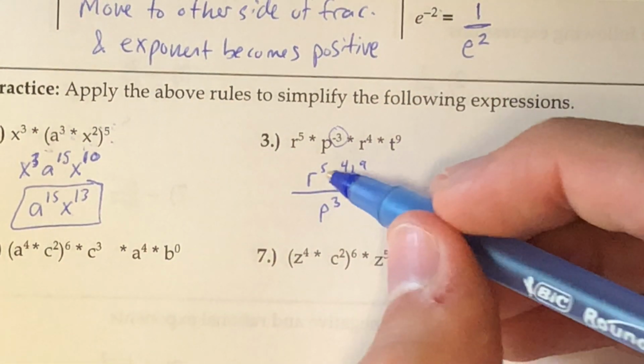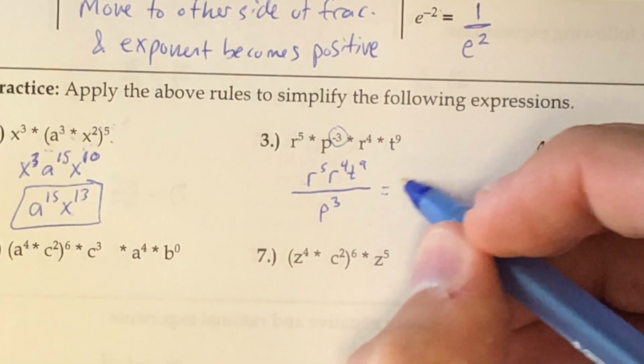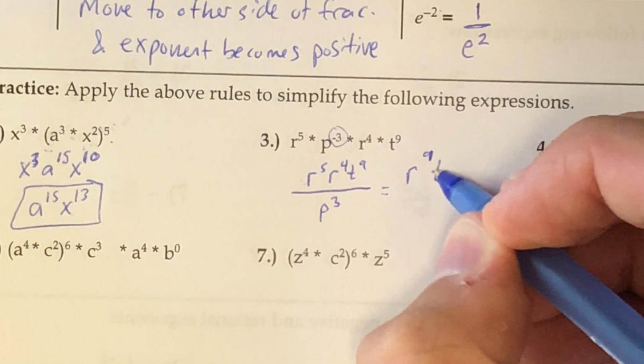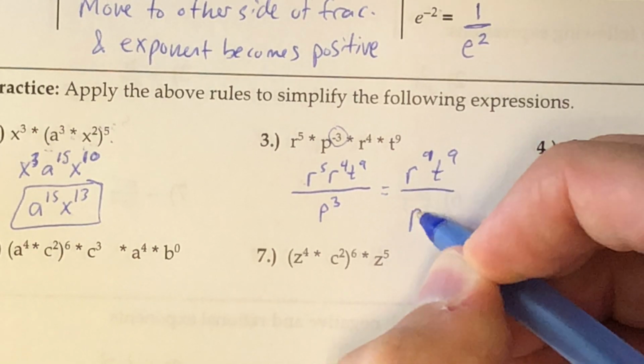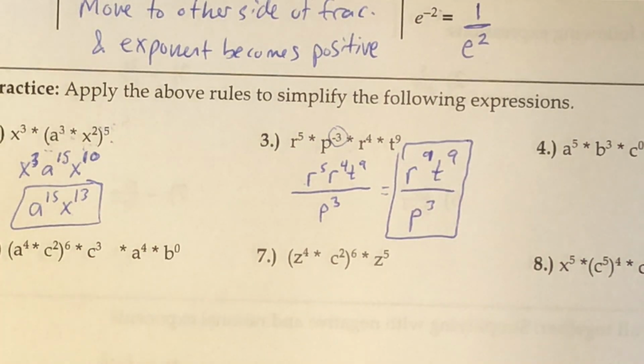Next, again, we've got a product rule because we have 2 r terms, r to the 5th and 4th. So we just add those exponents together. And there we have it.